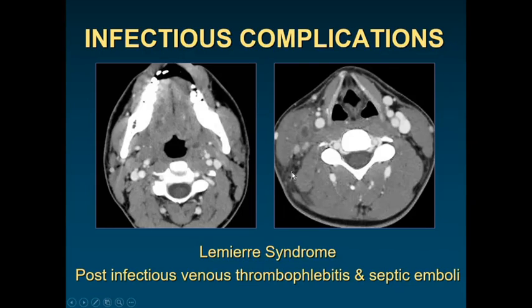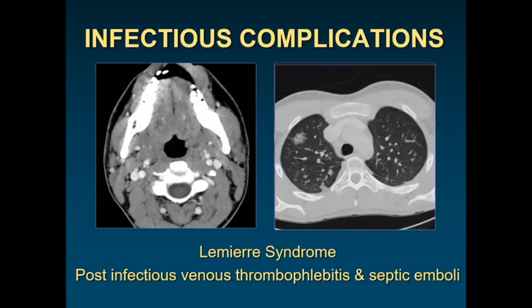And then we want to look down in the chest and abdomen for septic thrombotic complications, and most often these are going to be in the lungs in the form of pulmonary emboli, but the liver and the bones and other structures can be involved, and again, there's many variations on this. The usual causative agent is Fusobacterium necrophorum.